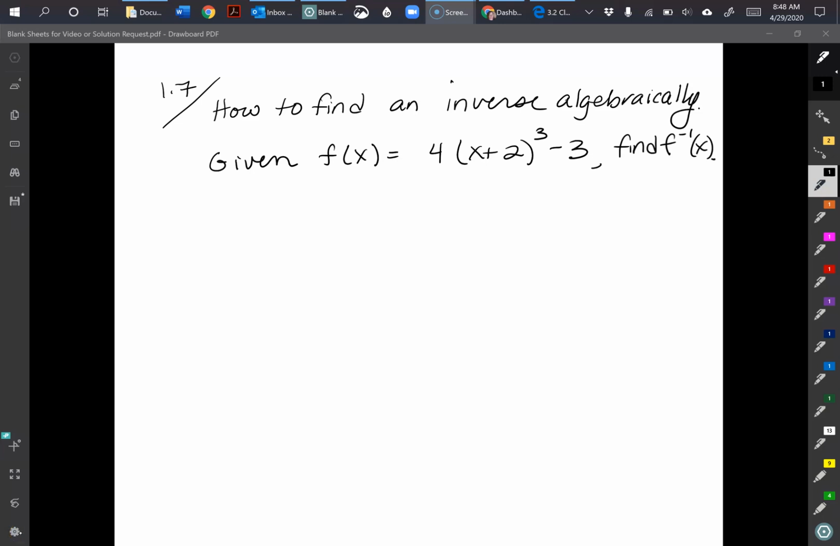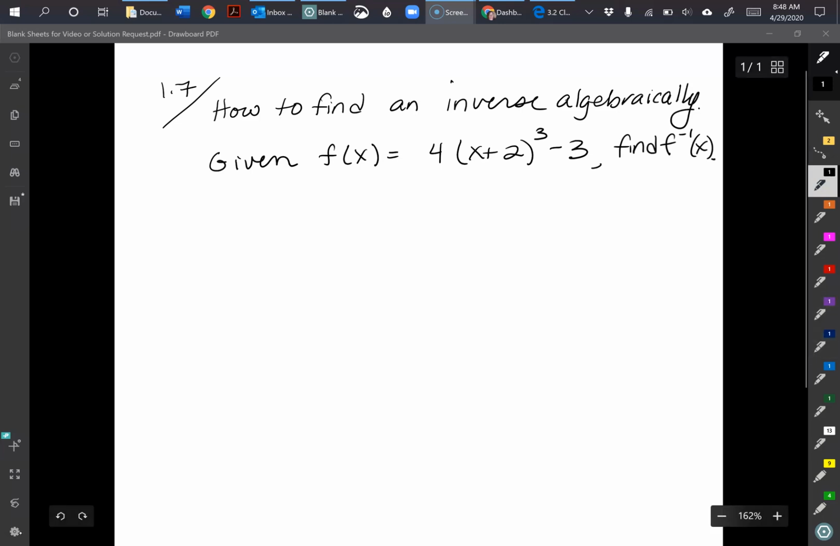Okay, this video kind of goes along with the other one where we had some words and we figured out the functions and the inverse by looking at what the operations were and inverted them verbally. So now we're going to look at how we find an inverse algebraically. So I'm going to use that same function that we were working with before.